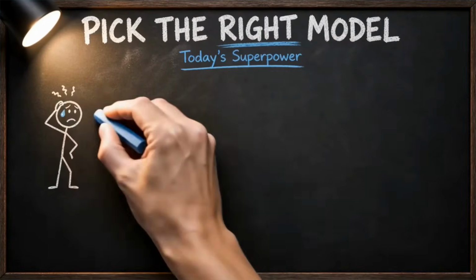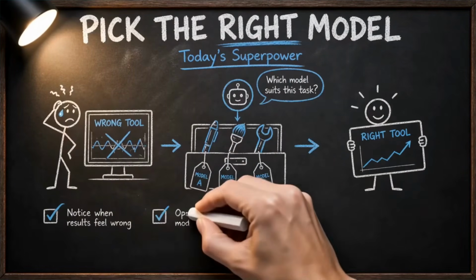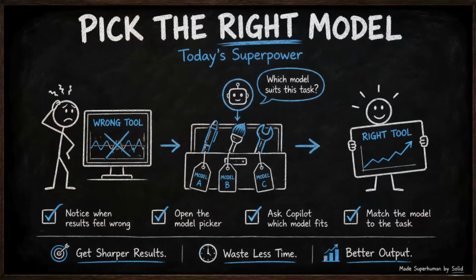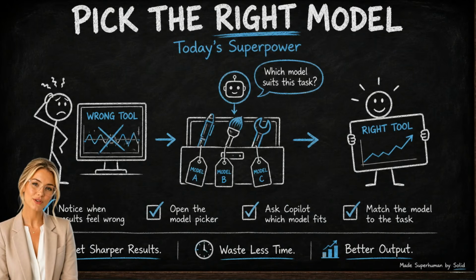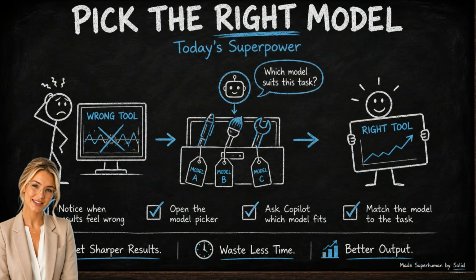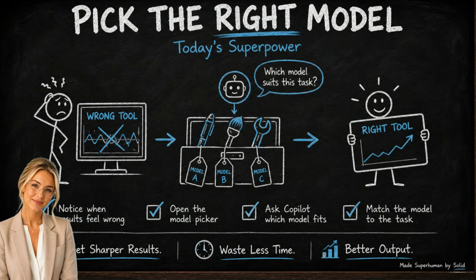In less than 1 minute, you will learn a simple habit that tells you which AI brain fits the task in front of you, and how to switch to it in one click, inside the tools you already use every day. Notice when a result feels wrong. Open the model picker. If you are not sure, ask Copilot which model fits. Then match the model to the task. Sharper results, less wasted time, better output. Let us see it done.